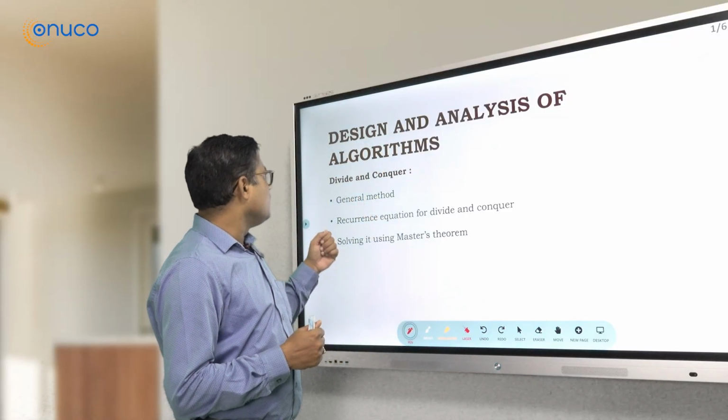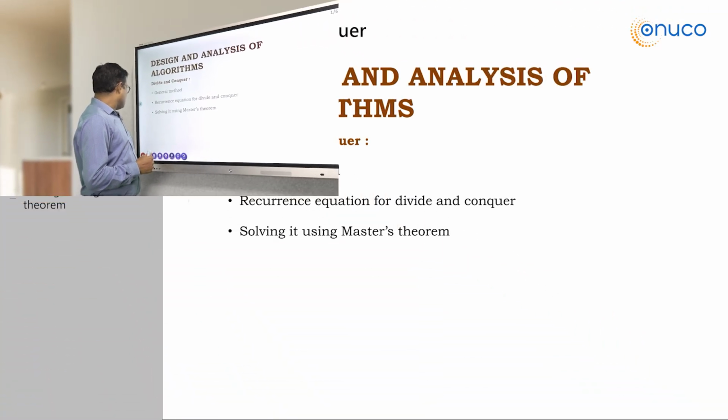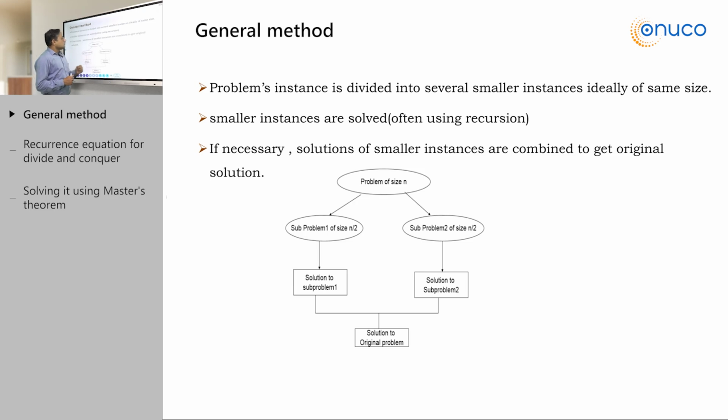So let us see how to address this general method. As I said, the problem instance is divided into several smaller instances, ideally of the same size, or nearby size. Then the smaller instances are solved, often using recursion. It means most of the algorithms are going to use a recursive function, right? If necessary, solutions of smaller instances are combined to get the original solution.